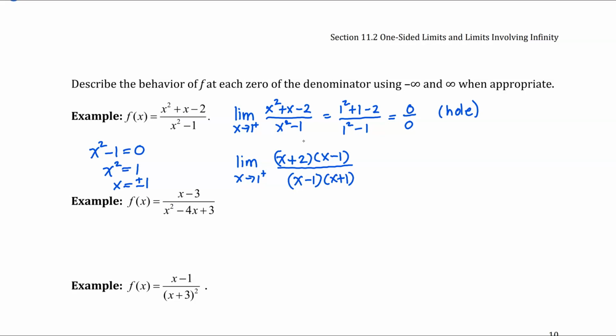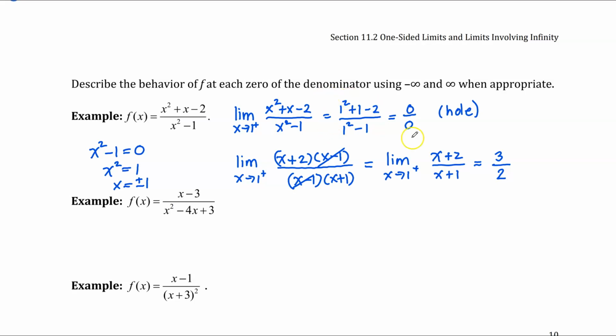Now, x minus 1 is a common factor, so that means you can cancel this. Therefore, to evaluate the limit, we will just evaluate the reduced, equivalent expression of (x + 2) divided by (x + 1). And then you plug in. So let's plug in. We have 1 plus 2 is 3, divided by 2. So the limit here is 3/2.